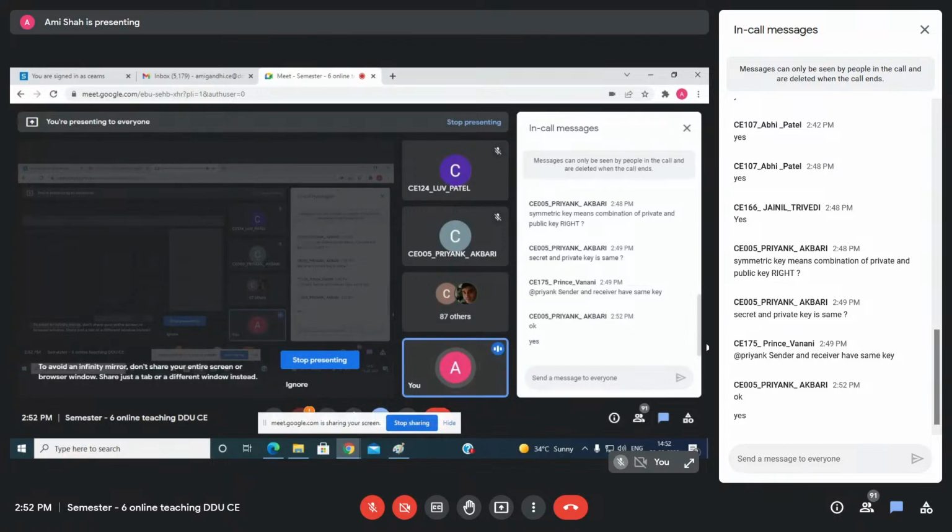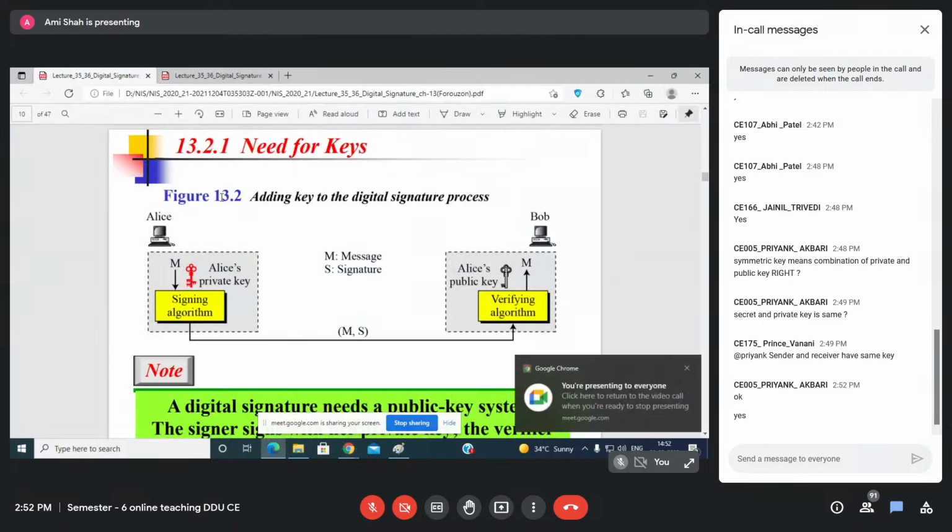Got it? And that's why the digital signature comes into the picture, because that scenario I already told you, non-repudiation, yes or no? Yes, ma'am. Right, so that concept that I have explained is why the digital signature comes into the picture, right? That whole scenario that I have discussed.